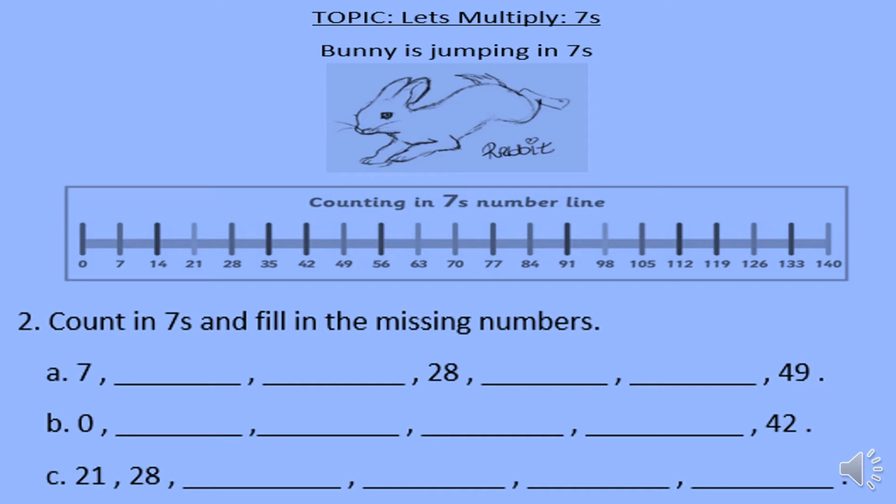B part starts from 0, so the next numbers would be 7, 14, 21, 28, and the missing one would be 35, and then 42. C is 21, 28, then 35, 42, 49 and 56. So it's a 7 times table, counting in 7s.